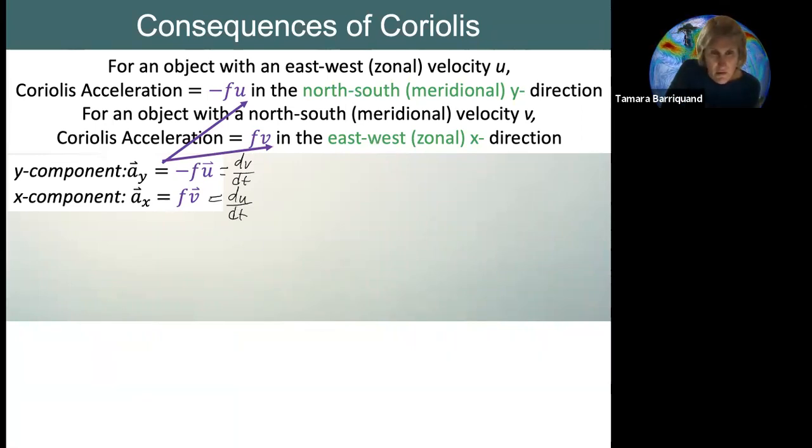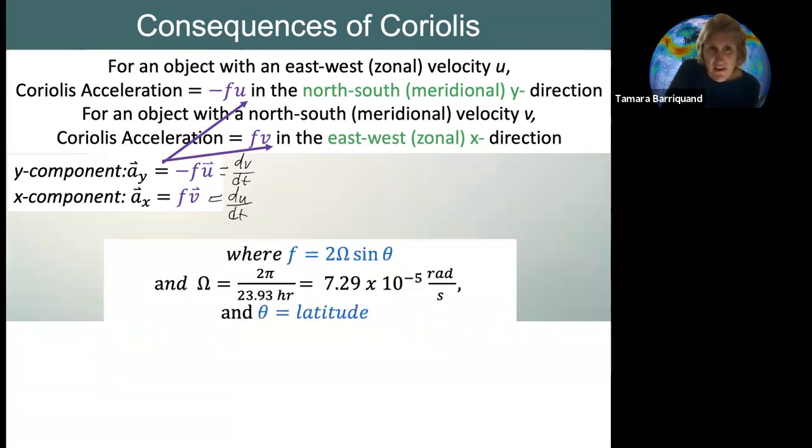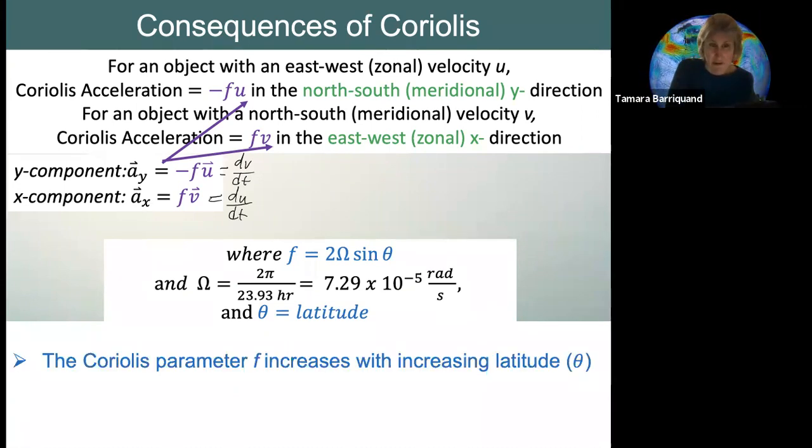And we see that this f here is our Coriolis parameter. It's equal to 2 omega sine theta. And we found out omega is 2 pi over 24 hours, basically, or the sidereal day, more precisely. And that's 7.29 times 10 to the minus 5 radians per second. And theta is latitude. So what we see is that the Coriolis parameter actually increases with increasing latitude.